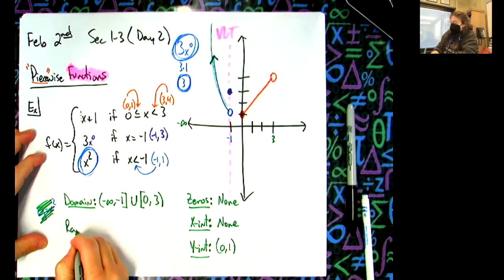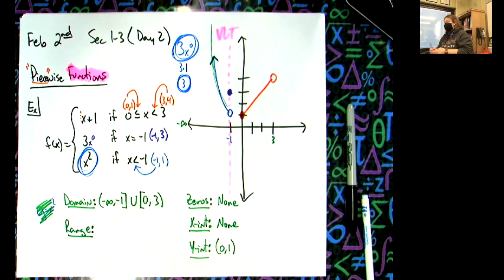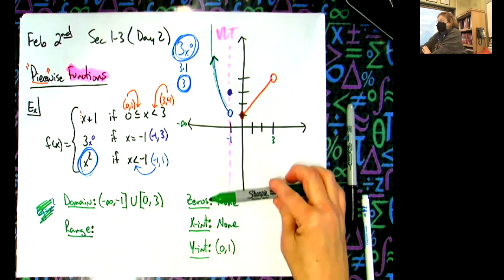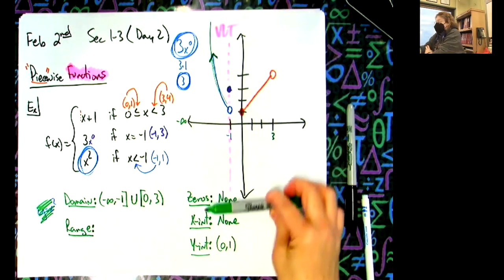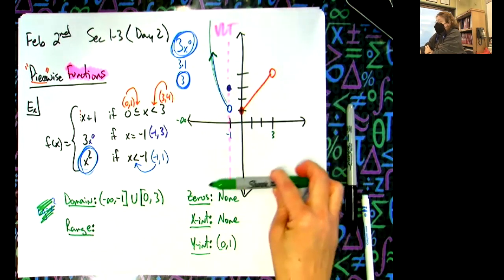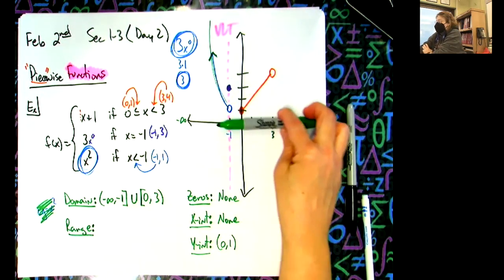If we're doing range, what are we supposed to look at? We're supposed to look at the y values. We start at the bottom and we go up. So no y values, no y values, no y values. What's the first y value?